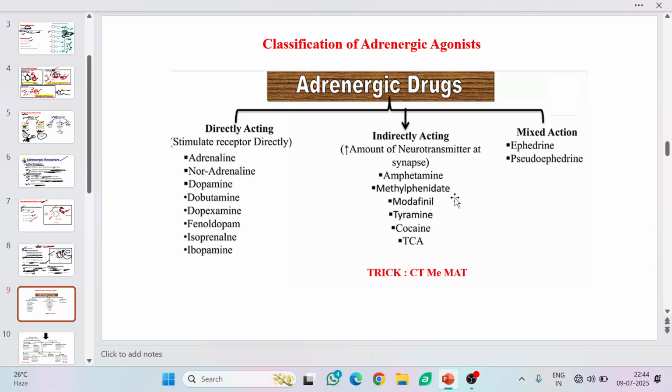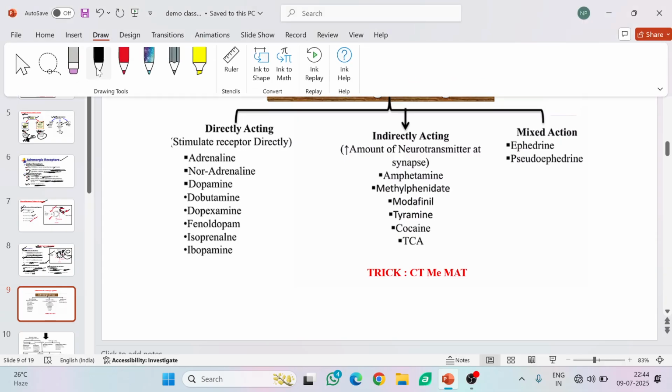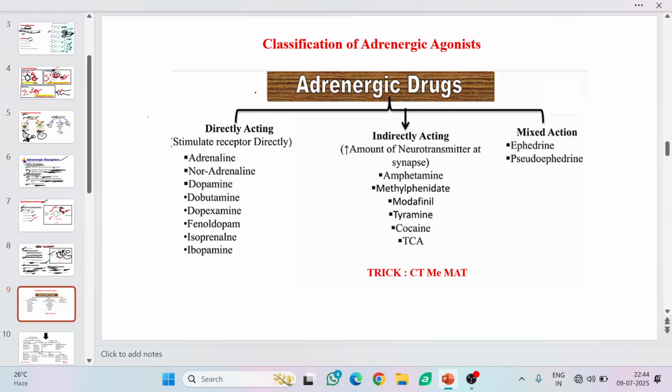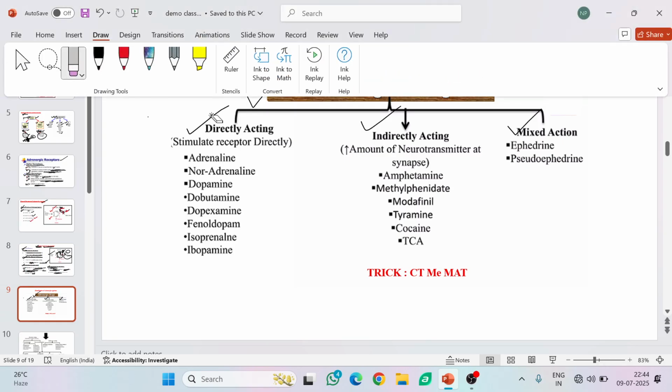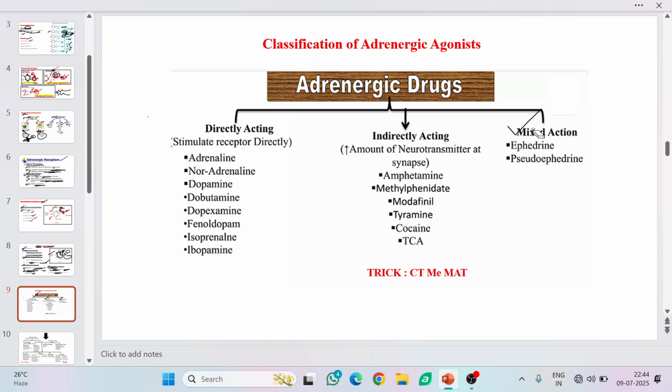Now we will see the basic classification of adrenergic agonists. They are mainly classified into three types: direct acting, indirect acting, and mixed acting adrenergic agonists.